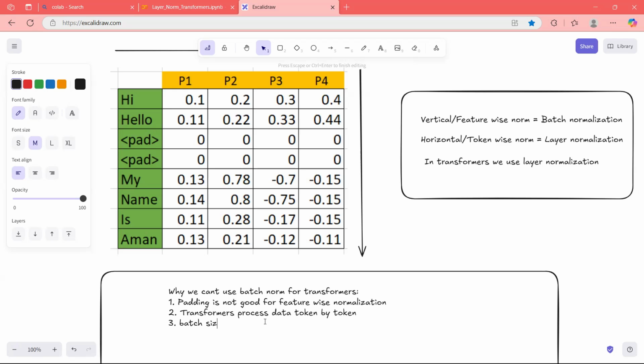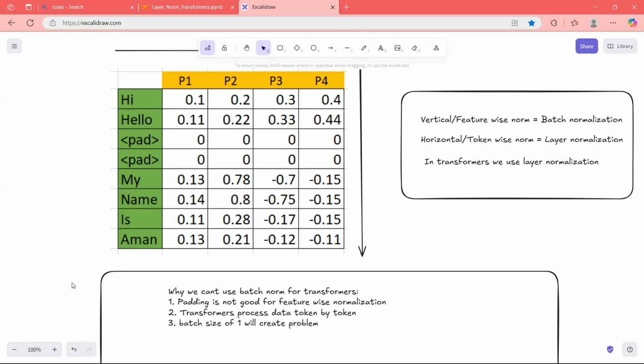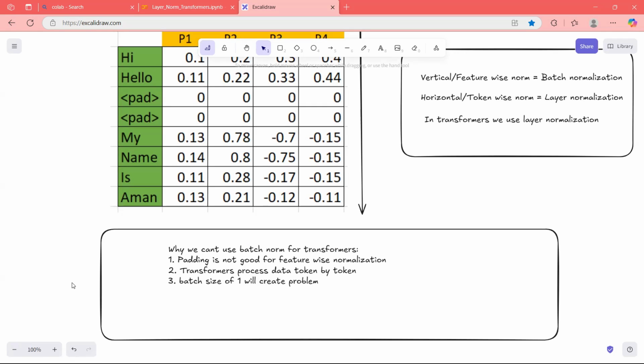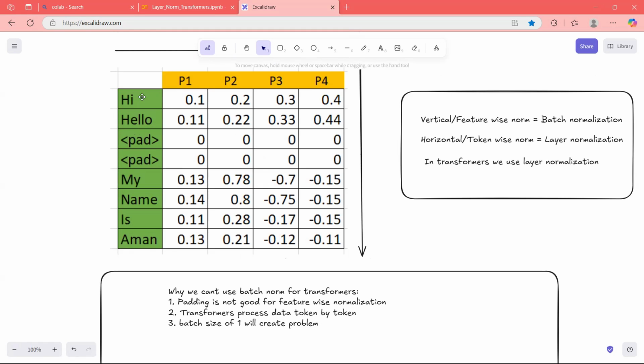Batch size of 1 will create problem. What is the meaning of batch size of 1? The batch size of 1 is basically, let's say there is only one input going, in inference, right? When you are doing inference in a LLM model, it's normally token by token, one by one. Now suppose one token is going and there is only one number. So for one number, there is nothing to normalize.